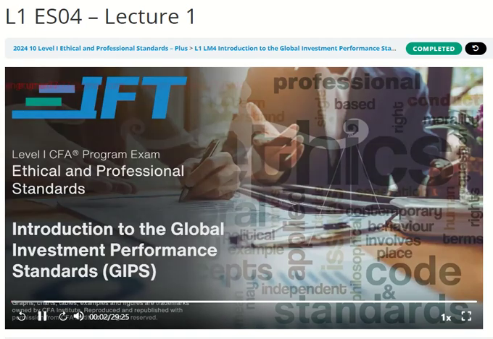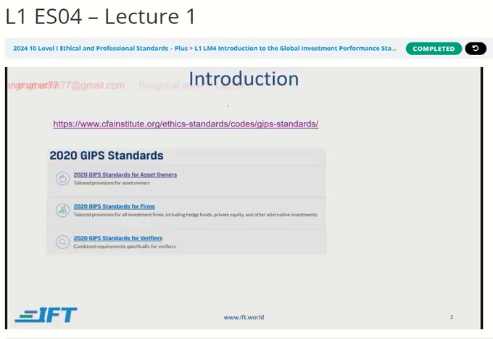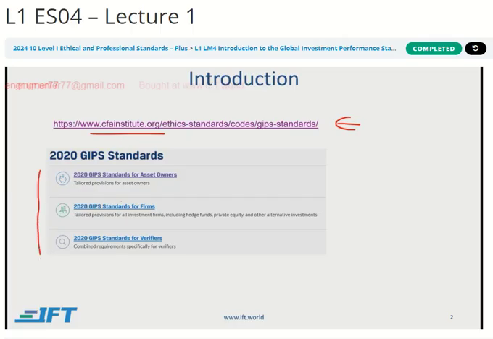to the Global Investment Performance Standards, or GIPS. The first thing I want you to do with respect to GIPS is to follow this link. So this is a CFA Institute link. And here you will notice that there are three different GIPS standards: the GIPS standards for asset owners, the GIPS standards for firms, and the GIPS standards for verifiers. The focus of this reading is going to be on the GIPS standards for firms.